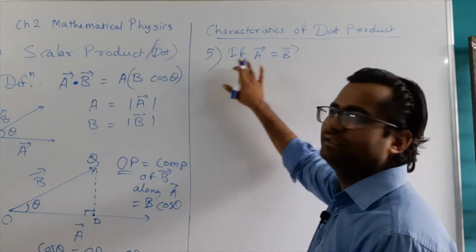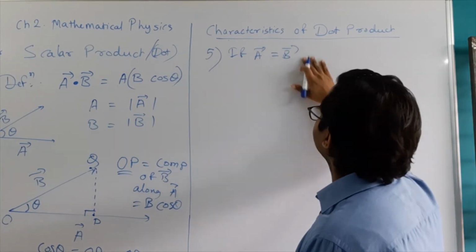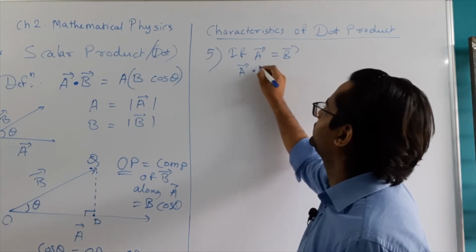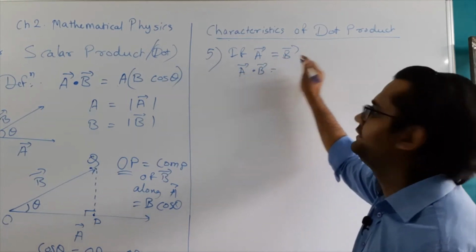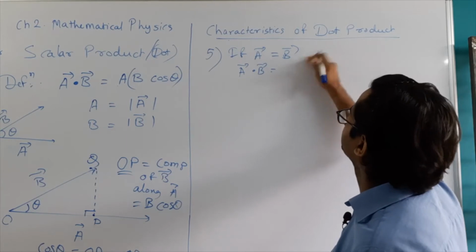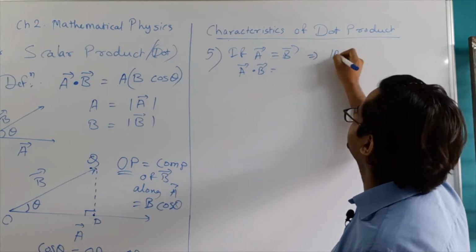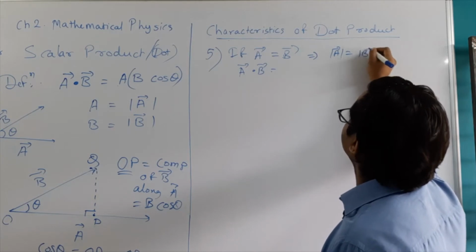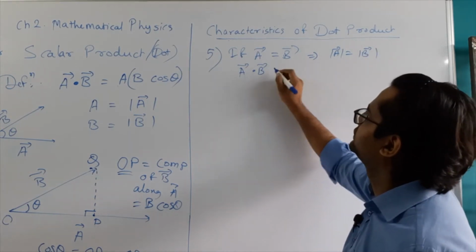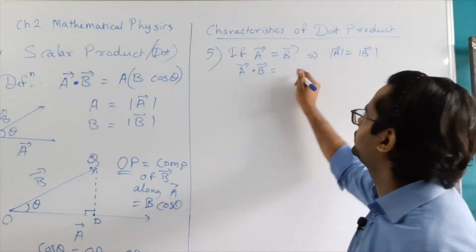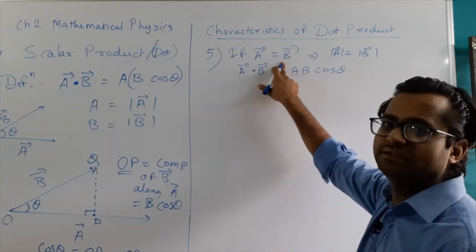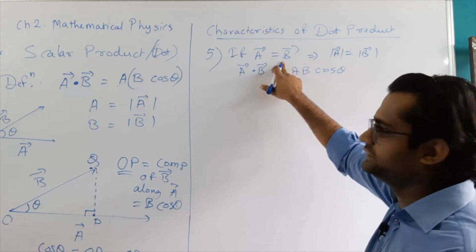Property number 5: if my two vectors a bar and b bar are equal, then in the dot product a bar dot b bar, since these are equal, they will have the same magnitude. This implies magnitude of a is equal to magnitude of b. By definition, a bar dot b bar is ab cos theta. Since these two vectors are equal, they are in the same direction and have the same magnitude.